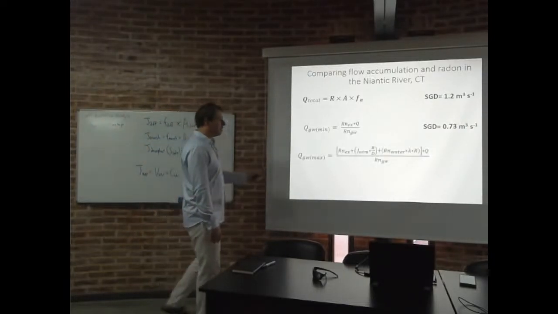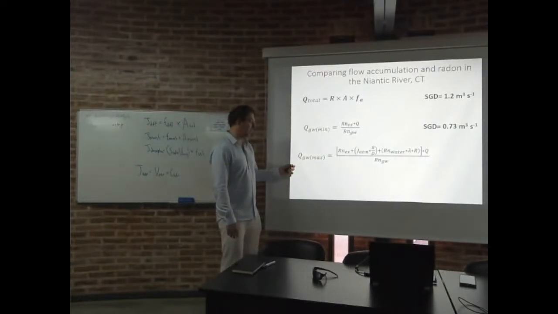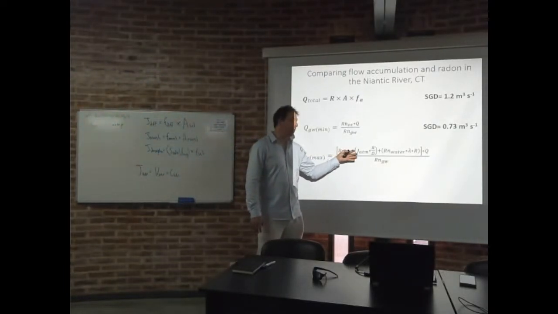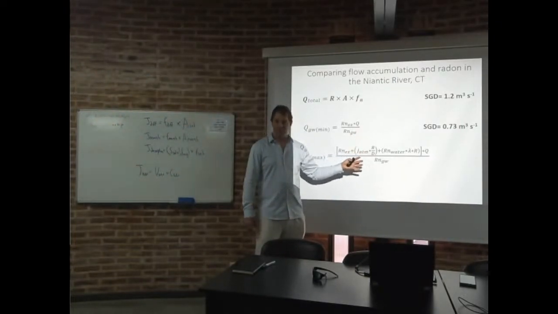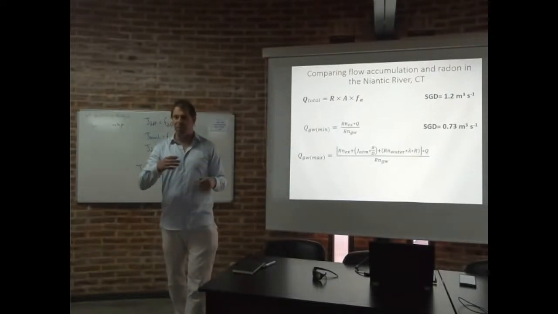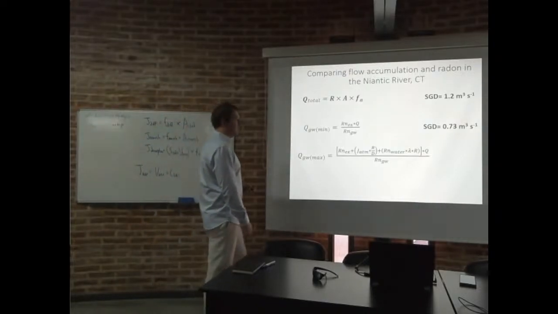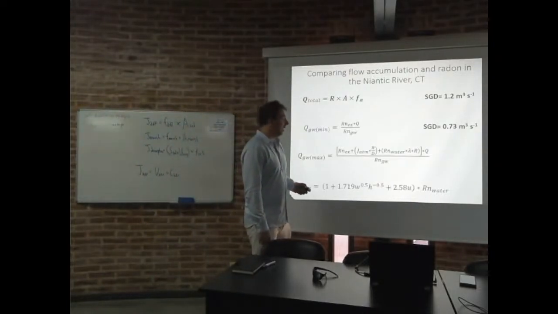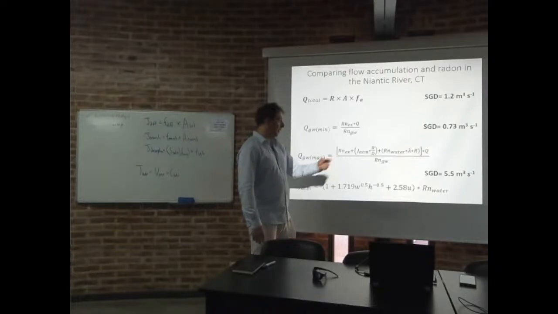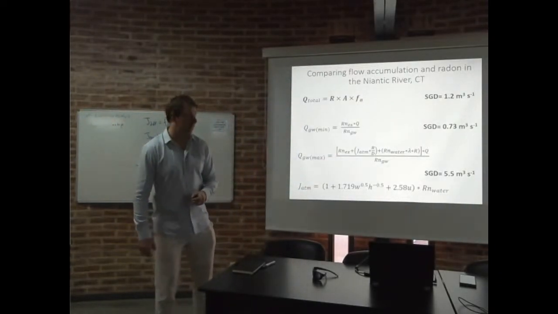And then we did the maximum radon calculation. So this we take into account the atmospheric evasion and the decay as well. We got the wind speed, we got the average depth of the water, we got the current of the water, and in this case, we measured an SGD of 5.5 cubic meters per second.